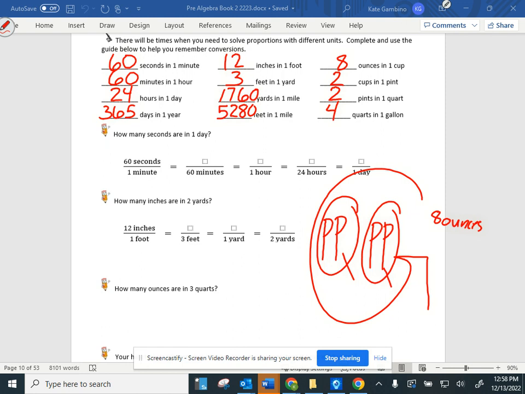My question though is, there's 4 quarts in 1 gallon. All right. So the way I remember quarts is that there's 4 quarters in a dollar, so there's 4 quarts in a gallon. That's how I remember that one. And then it's 2 pints in a quart, 2 cups in a pint.